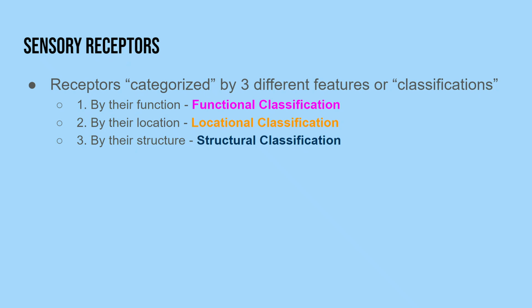And then you have three main different sensory receptors that take in stimuli from the environment. They're put into three main categories, and they can fall into any of the three categories. So first, these sensory receptors are classified by their function, and then their location and their structure. And I'm going to go into each of these on the next slides.